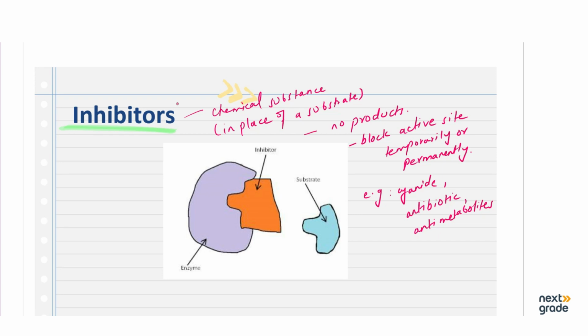As you can see in this diagram right here, this one is the enzyme, the purple thing. And the orange one here is the inhibitor. It always comes in place of a substrate. This is the substrate, but it is not able to transform into any sort of product.